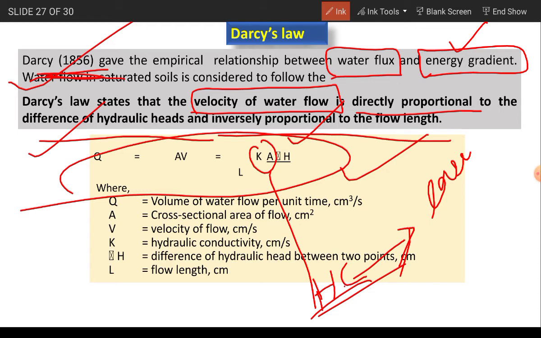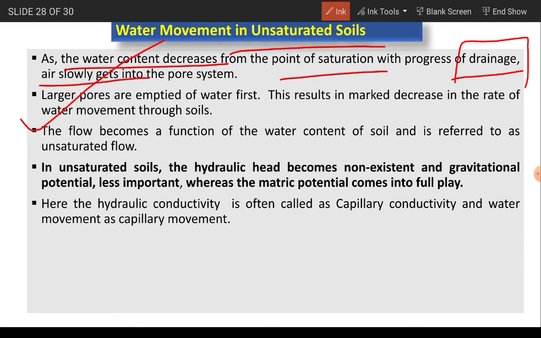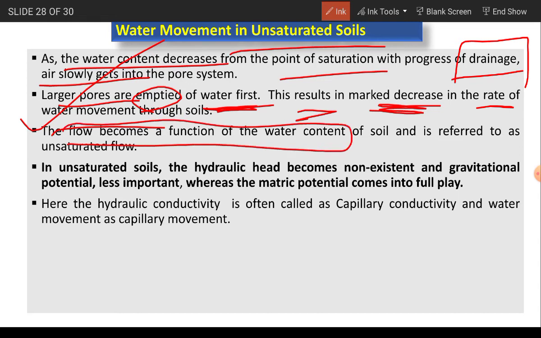Now comes the water movement in unsaturated soil. As the water content decreases from the point of saturation with progress of drainage, air slowly gets into the pore system. Larger pores get emptied first. This results in a marked decrease in the rate of water movement in the soil. The flow becomes a function of the water content of the soil, and is referred to as unsaturated flow.